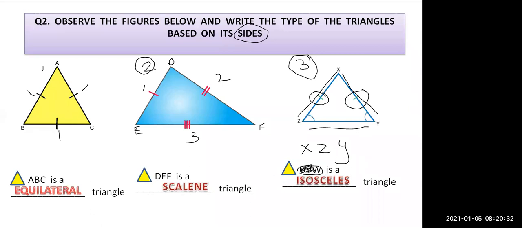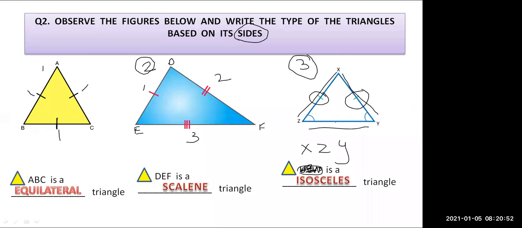Okay, sorry, I have made a mistake. It is not UVW. So the triangle XZY is an isosceles triangle because the two sides of this triangle are similar and the third one is different. So very good answers. All of you have tried very well.